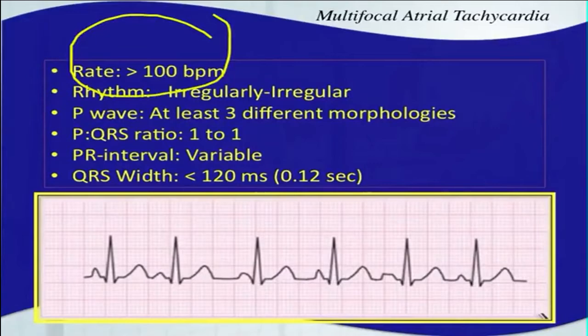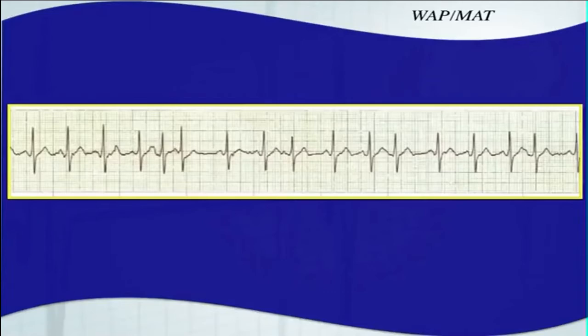It's irregularly irregular. If we measure these R-to-R intervals, you'll see that it's irregular. The P wave must be at least 3 different morphologies. Your P to QRS ratio should be 1:1. Your PR interval will vary, and your QRS width should be narrow. So those are 2 arrhythmias that are very similar to each other.